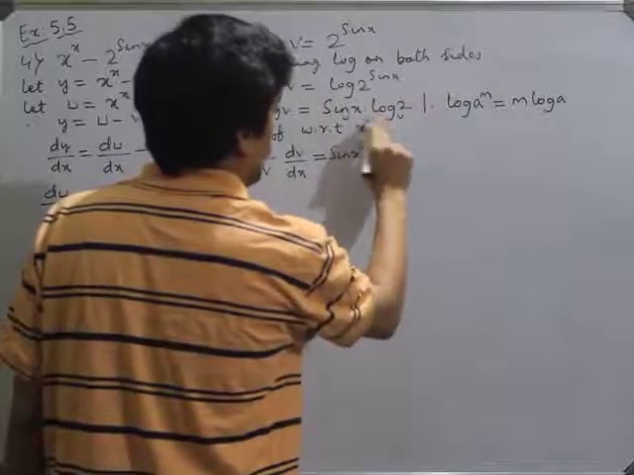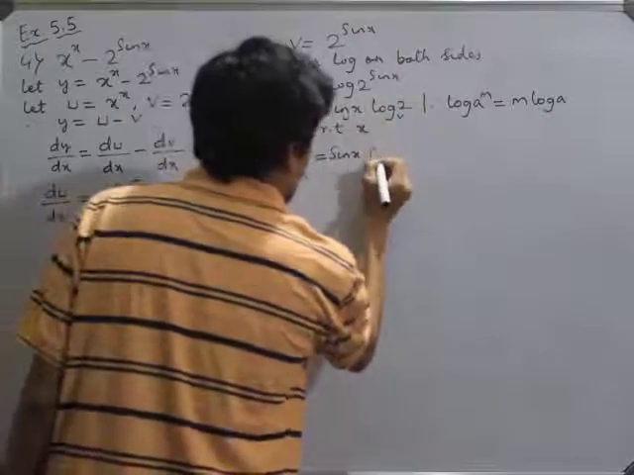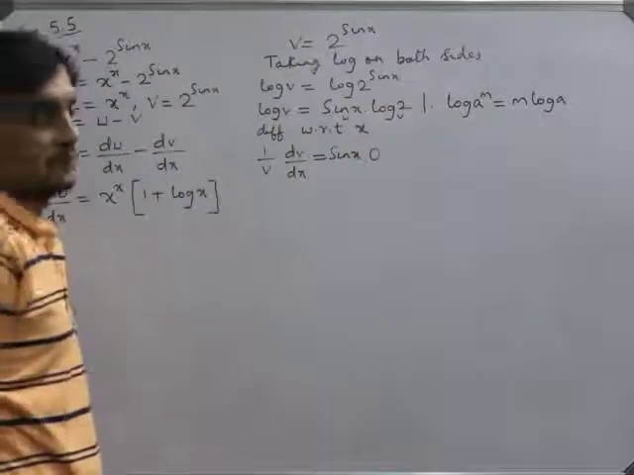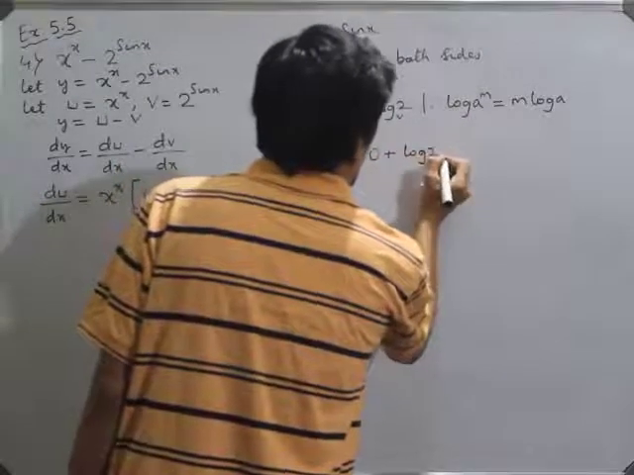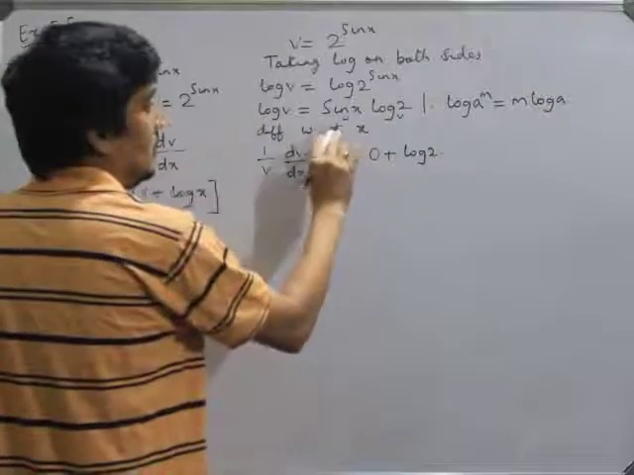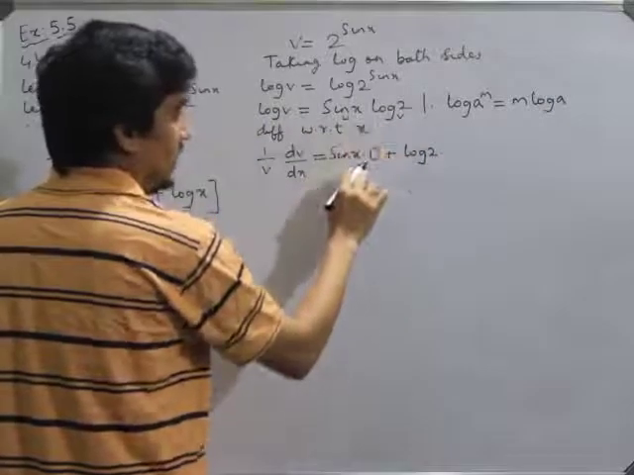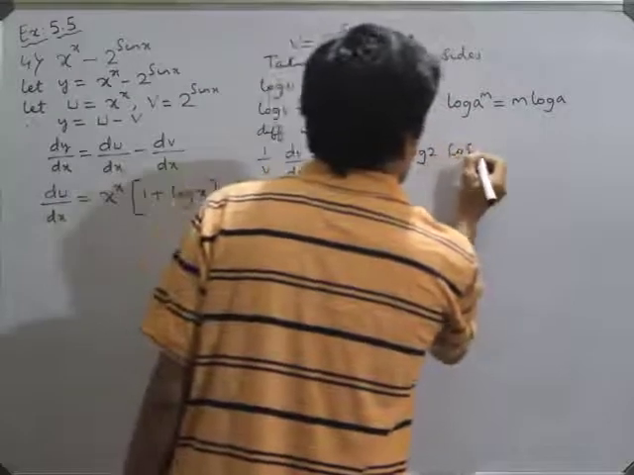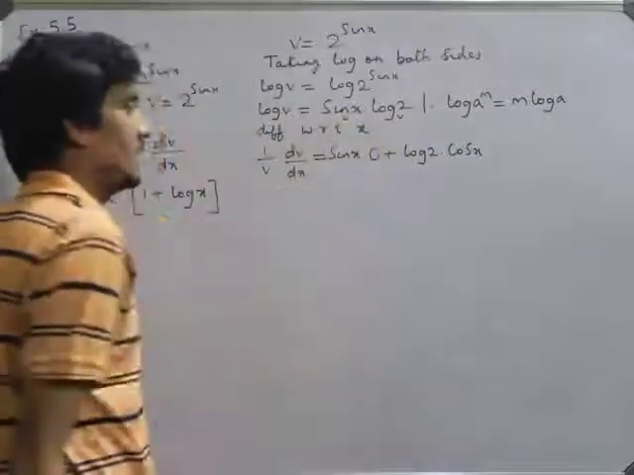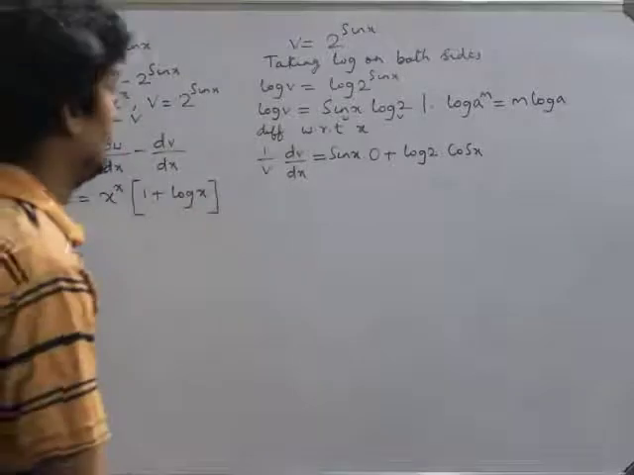Differentiation of log 2. Log 2 is a constant, so this will become 0, plus log 2 into dv by dx plus v into du by dx, that is cos x. Differentiation of sin x is cos x.